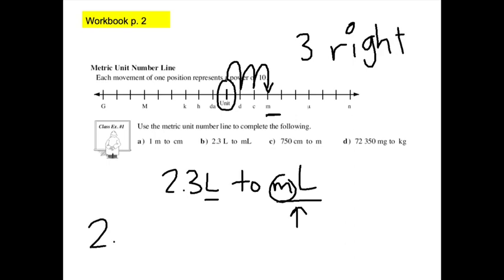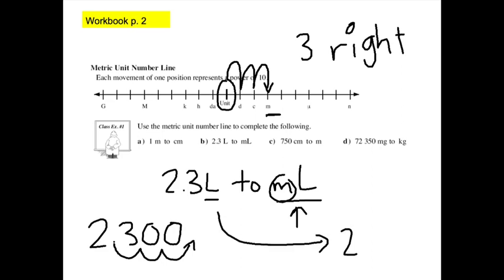So 2.3, we're going to be moving that decimal place 3 to the right as well. So throw in some zeros. 1, 2, 3. So now 2.3 liters is equal to 2,300 milliliters.